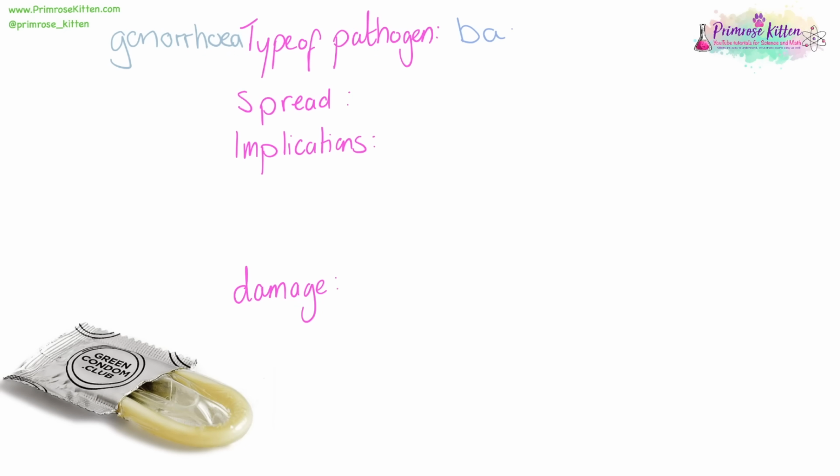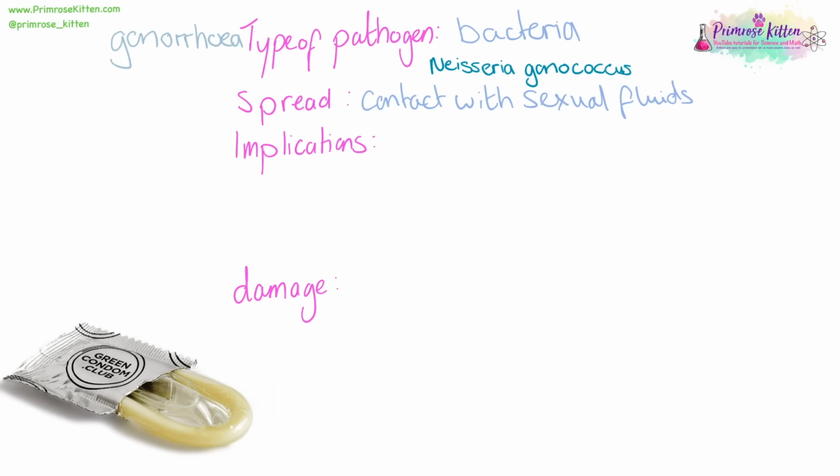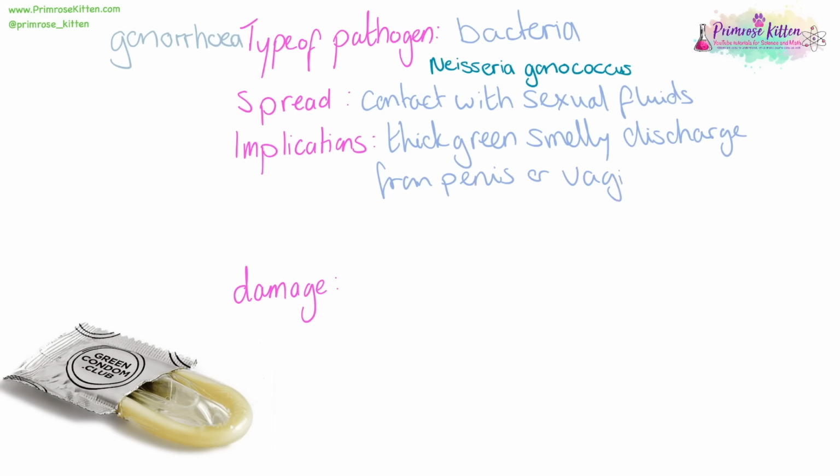Gonorrhea is a bacteria which has a very long, complicated name. It is spread via contact with penile or vaginal fluid. It can also be passed from a mother to a newborn baby. The implications are a thick, green, smelly discharge from the penis or vagina, thoroughly unpleasant. Pain when urinating.